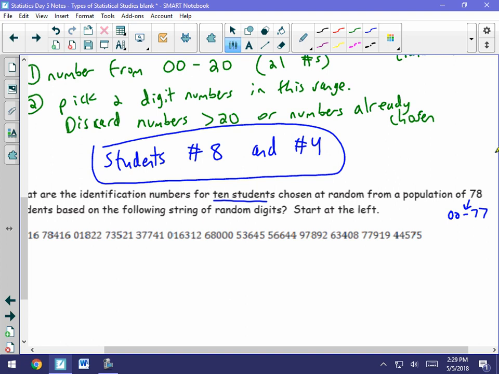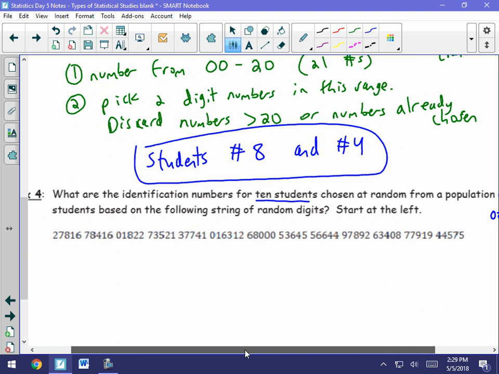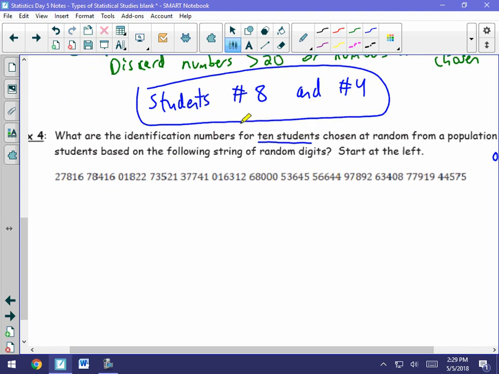So I'm going to work my way across and keep picking 2-digit numbers in that range until I've got all 10 numbers, crossing out any that I've used already or if they're too large. So again, I'm looking to get 10 numbers, and I'm just going to start working my way across the table. So the first 2 digits is 27. That works. Okay, so whoever number 27 will get picked. The next 2 is 81. That's too large, so I'm going to cross that out. Okay, 67's up next. That's good. So person 67 gets chosen.